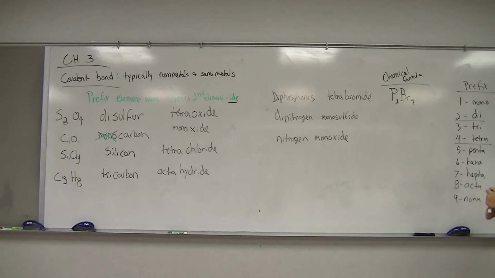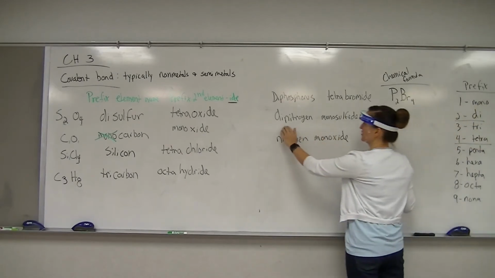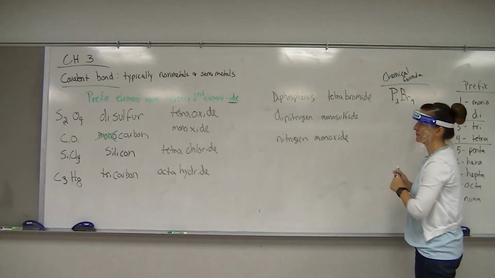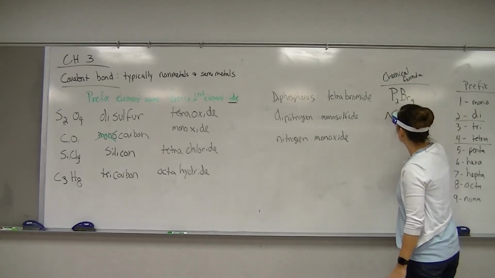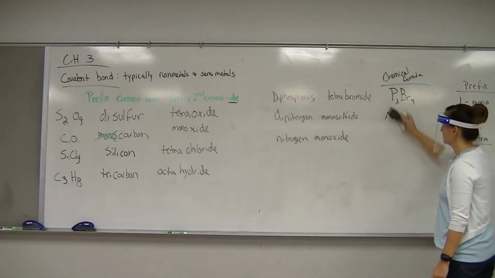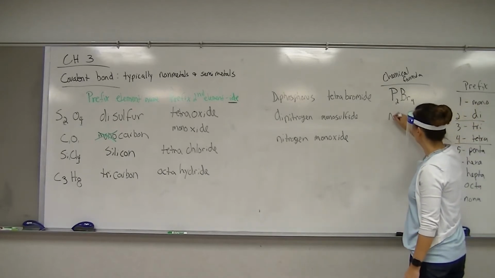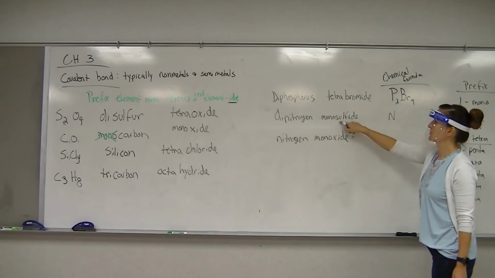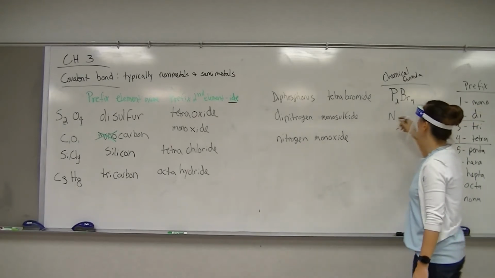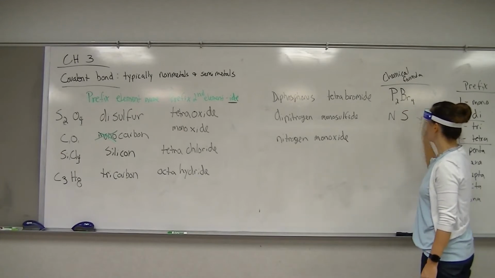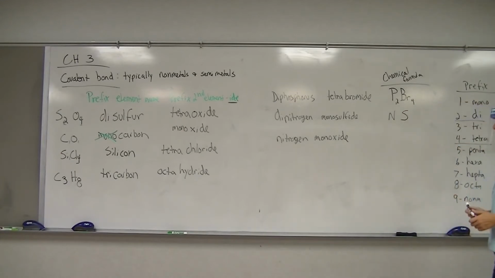All right, so the next one, dinitrogen monosulfide. So this is just nitrogen. Looking at nitrogen on the periodic table, number 7. So N is the symbol for nitrogen. Monosulfide, so sulfide is just the IDE version of sulfur. Sulfur is represented by the letter S, number 16. This is the atomic number.